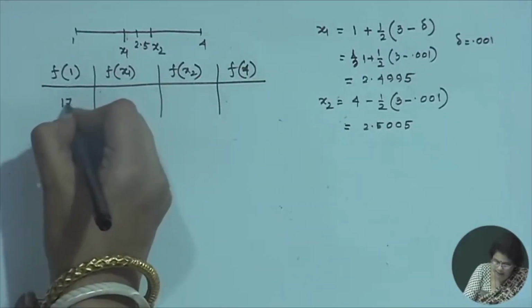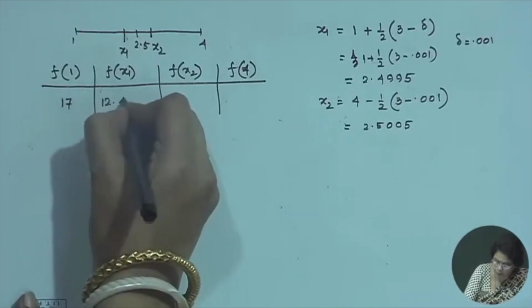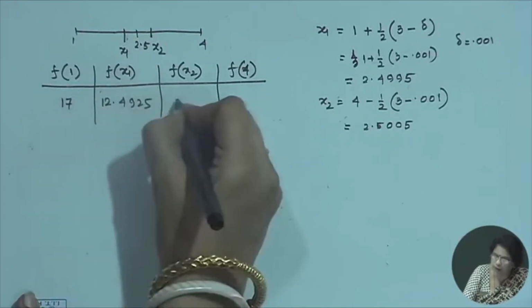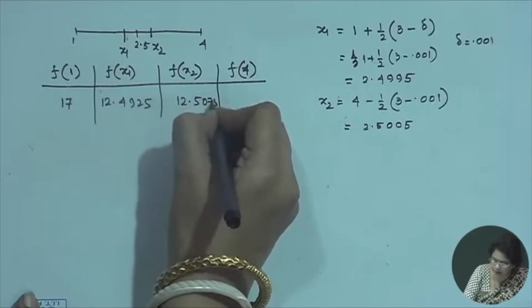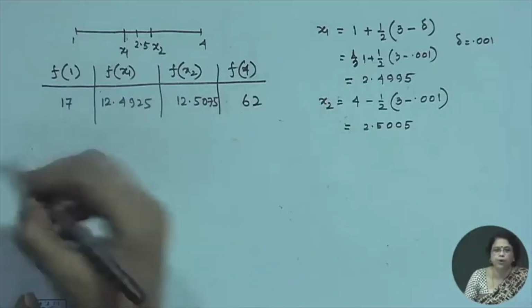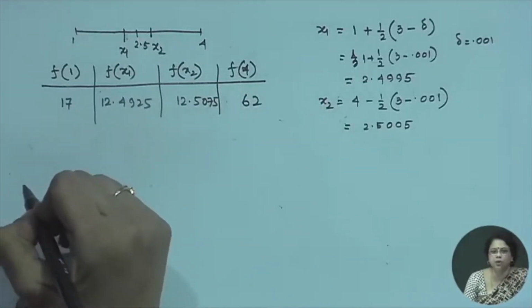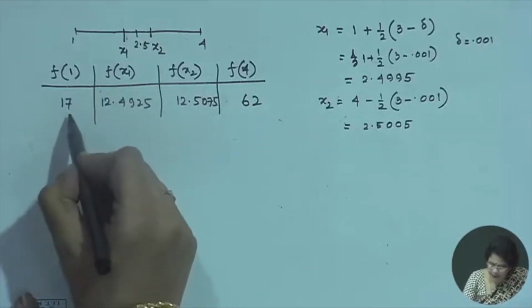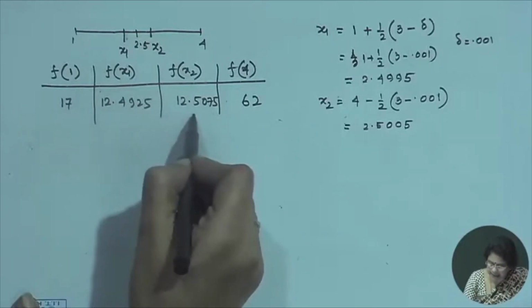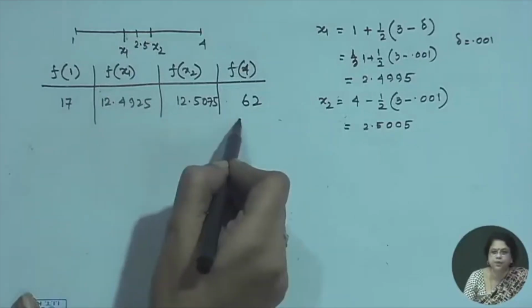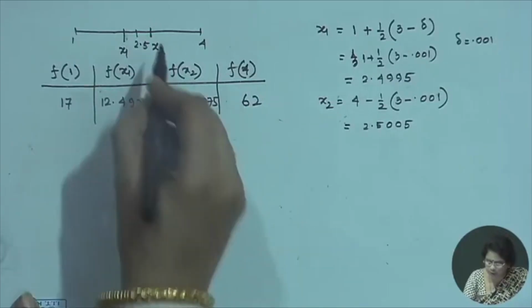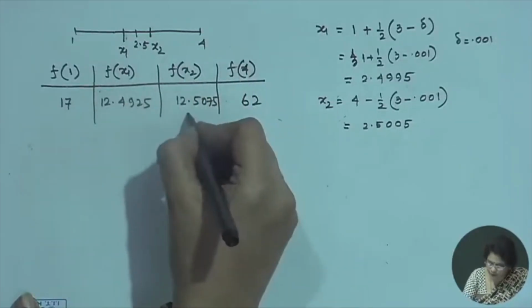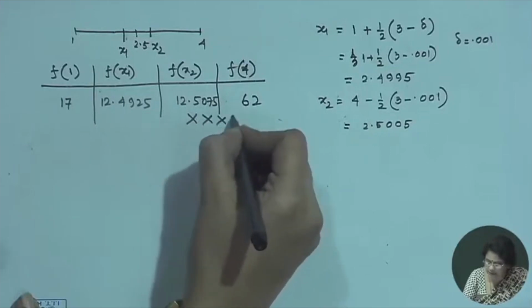Okay, the functional values are coming like this. This is 17, this is 12.4925, this is the value 12.5075 and 62. What pattern are you getting? There is only one minimum within the interval. The value is decreasing and then increasing again from here to here. That is why we are sure that the optimum cannot lie within these 2 points from x2 to 4. That is why we will discard this interval.